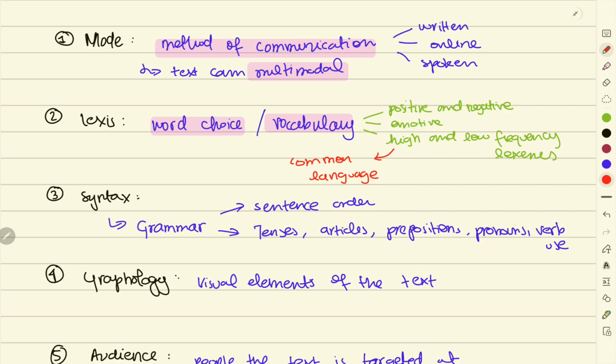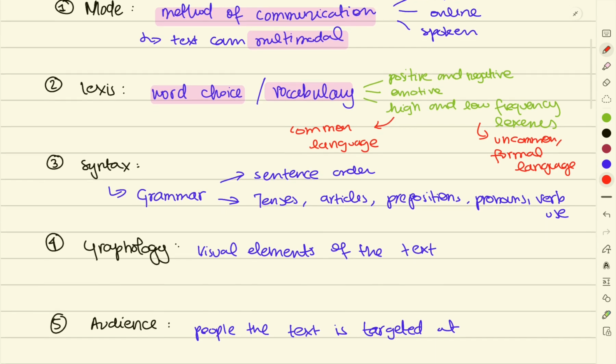Low frequency lexemes, on the other hand, are those that are not as common. So it's uncommon and, in fact, formal language. And just to give you an example of why an author, writer or speaker would use low frequency lexemes, it is because they want to emphasize social divide, for example. They want to establish themselves maybe above the listeners, maybe above the audience. So it creates a social divide.